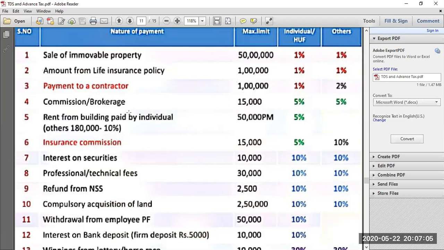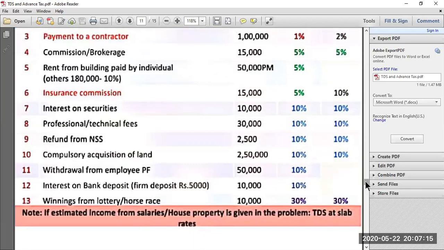Then in case of interest on bank deposits, that is on term deposits, if it exceeds 10,000, 10% of TDS would be deducted. Now the last one, winnings from lottery and horse race. In case of gambling, crossword puzzles, lottery, and all casual incomes, if you receive more than 10,000 as prize money, then 30% of TDS would be deducted.